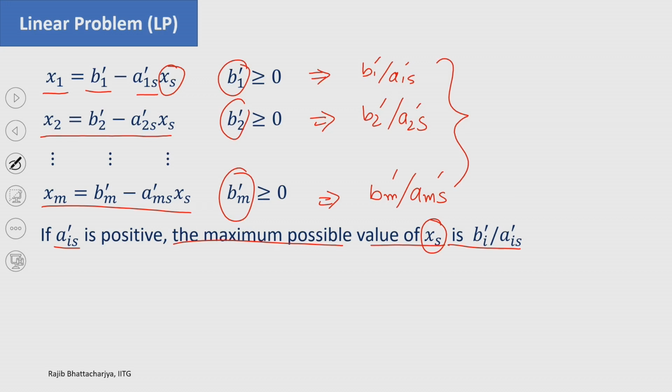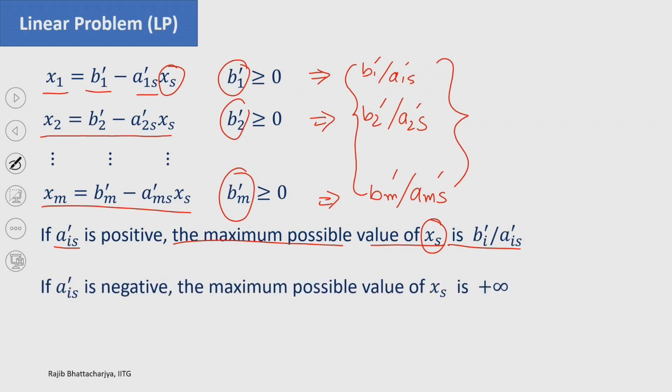Now, what do you have to do? We have to take the minimum of these ratios, otherwise some decision variable will become negative. Therefore, we have to take the minimum of this particular ratio, as I have explained.